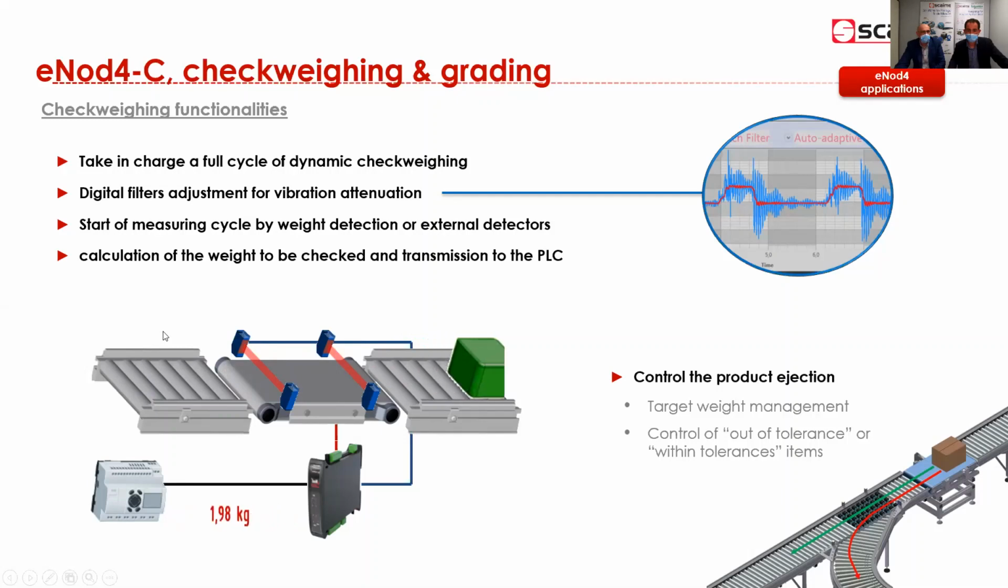And the eNod4C will calculate the checkweighing results, so the weight, and transmit it to the PLC. So once again, nothing should be done in the PLC to control this process. Everything can be controlled by the eNod4C through its dedicated firmware. So only the parameters should be adjusted depending on your process.